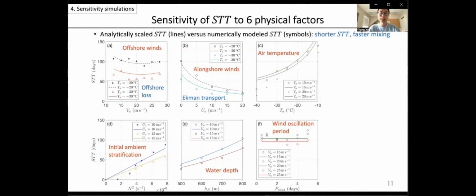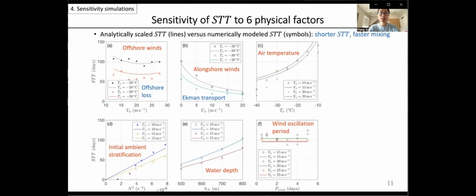This is because when we increase offshore wind speed, the local production of dense water is enhanced due to more heat loss and sea ice production. However, the offshore current is also strengthened and more dense water is carried away from the polynya by the ocean currents. This competition between production and loss of dense water weakens the dependence of STT on offshore wind speed. Previous studies neglect the loss of dense water to the offshore region, and in those studies, STT will only decrease with increasing offshore wind speed.